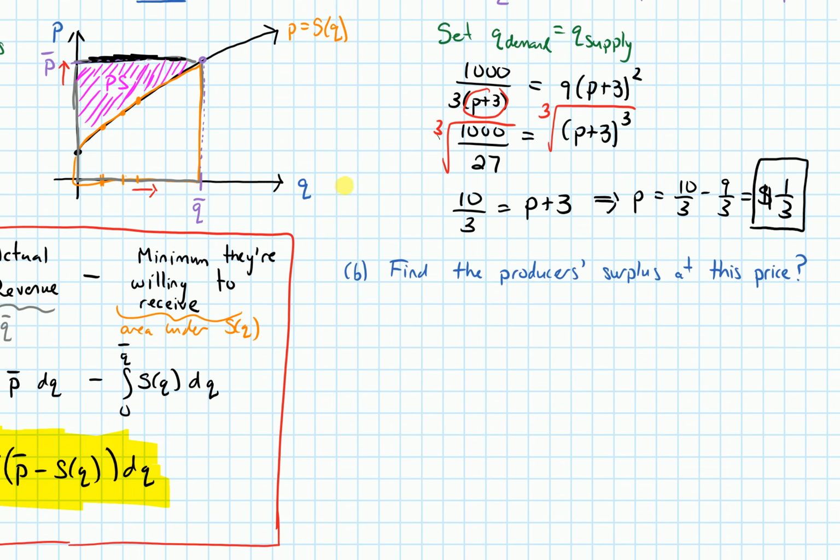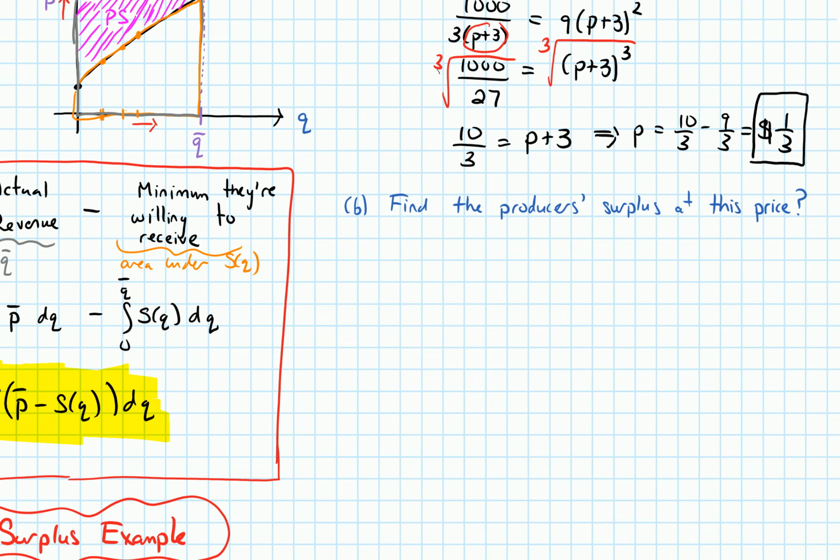So B, find the producer's surplus at this price. All right, so let's begin by reminding ourselves, well, what was the equation for producer surplus? It was PS, producer surplus, equals integral from 0 to Q bar of P bar minus S of Q, the supply function in terms of Q, dQ. Okay. So I know I'm going to need to get Q bar. That's my upper limit of integration. So let's maybe begin by doing that.